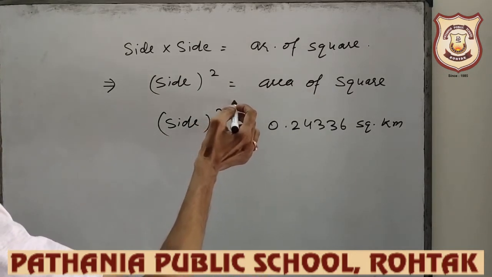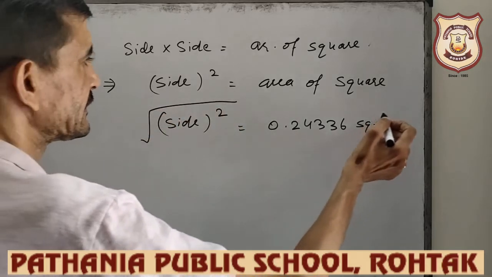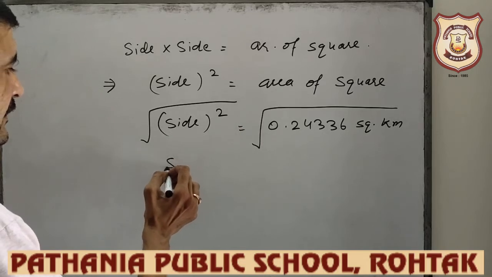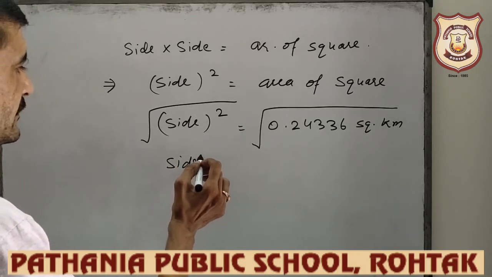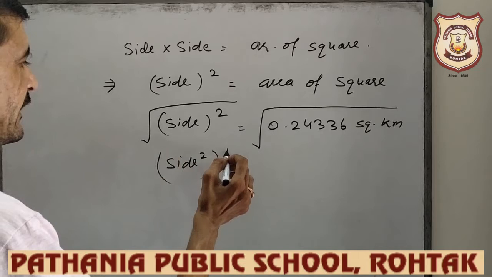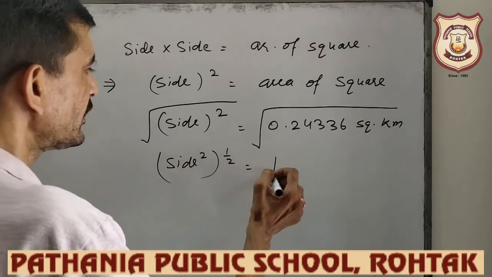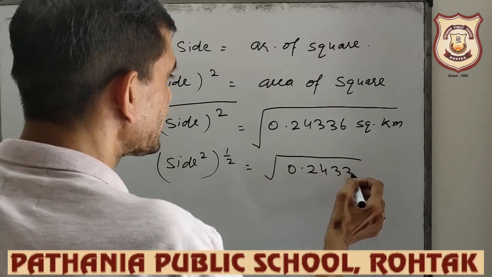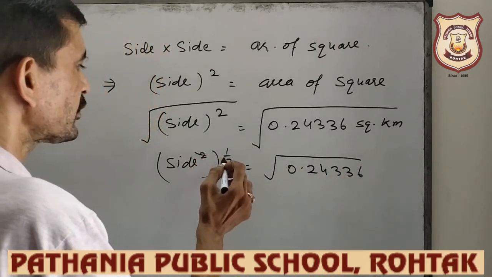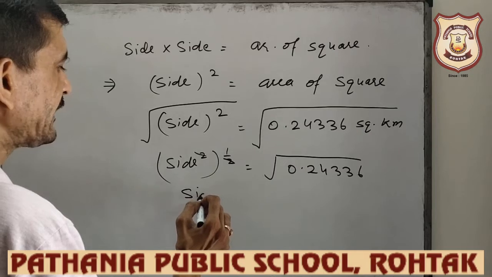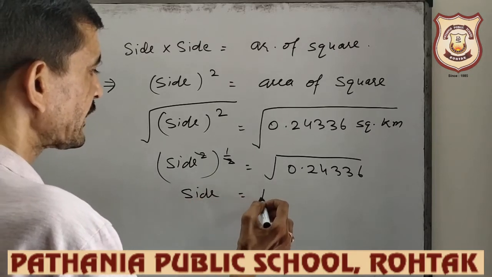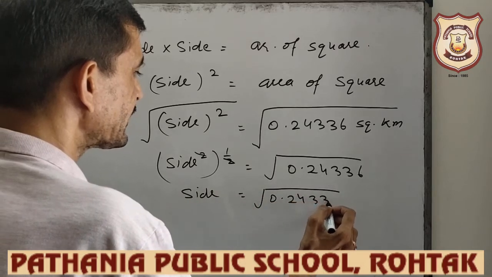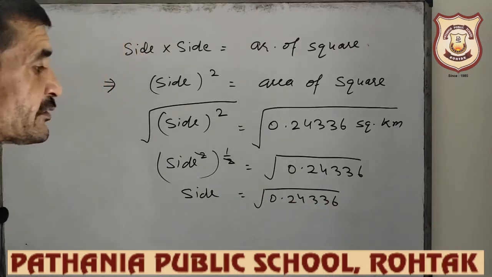So I want to take the square root on both sides, because square root means half power. Side square raised to the power 1 by 2 is equal to the square root of 0.24336. So the 2 and 2 cancel. So side is equal to the square root of 0.24336.